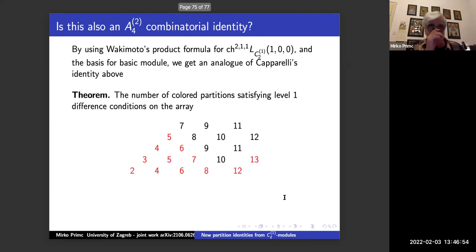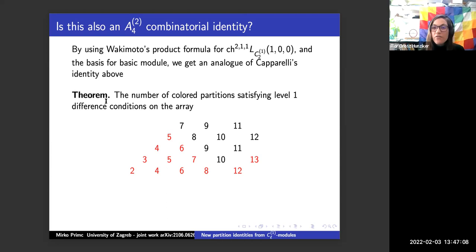And finally, by using Wakimoto's product formula, Flora, am I okay with time? You're doing great. Yeah, we still have 5 minutes.